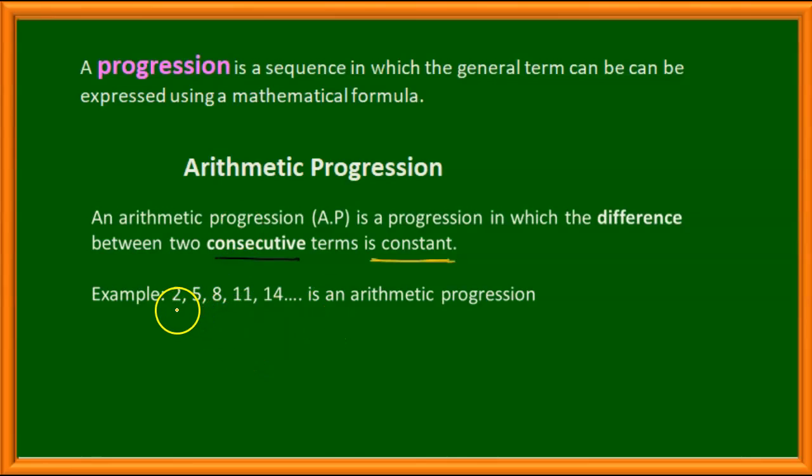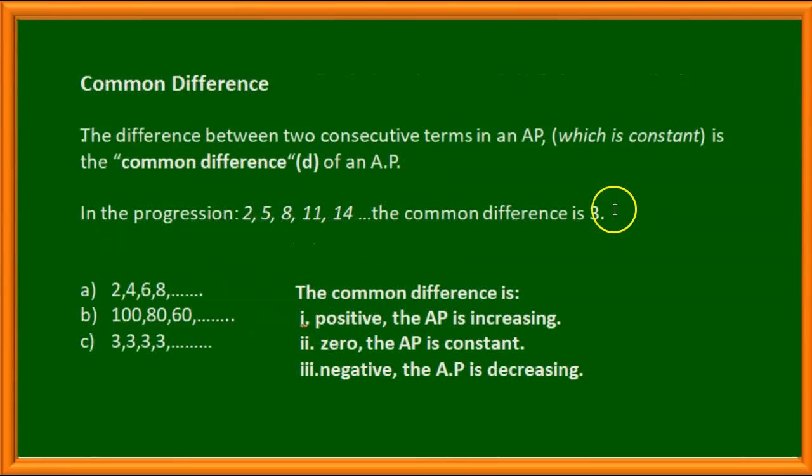So for example, we can write 2, 5, 8, 11. You can see the difference between these two is 3. The difference between these two is also 3. Here it is 3, here it is also 3. So we can say this is an arithmetic progression, and the common difference is 3 here.